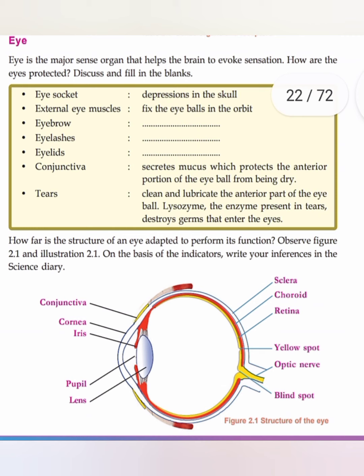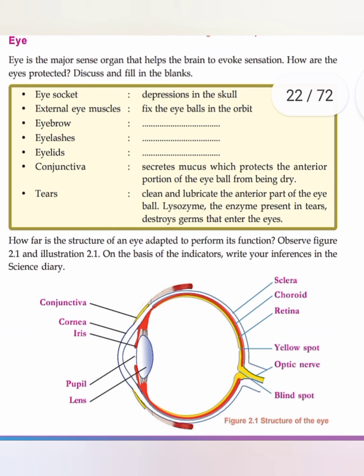Our eyes produce tears. What is the function of the tears? They clean and lubricate the anterior part of the eyeball. There is an enzyme present in the tears which is named lysozyme. What is its function? It destroys germs that enter the eyes. Lysozyme destroys the germs that enter the eyes.